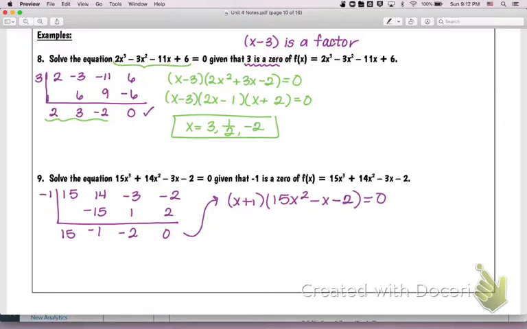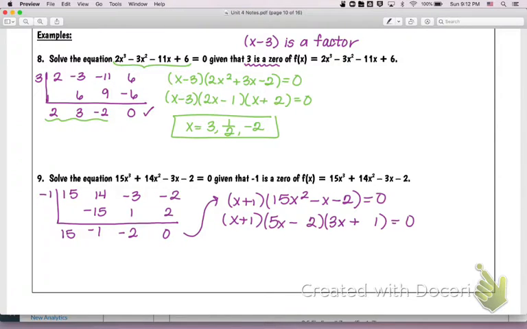All right, so check how you set this up with your division. Notice that if c is negative, when we subtract it, x minus negative 1, that means the factor we're looking at is x plus 1, okay? So x plus 1 times whatever we got left over when we divided, which was 15x squared minus x minus 2. Now, this is factorable, I do believe.